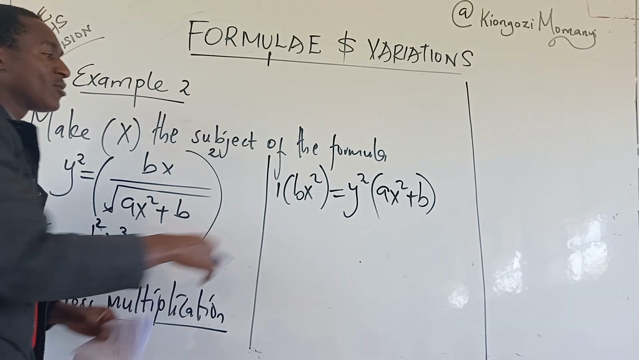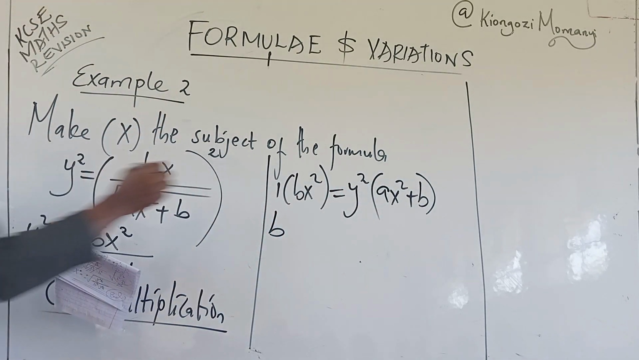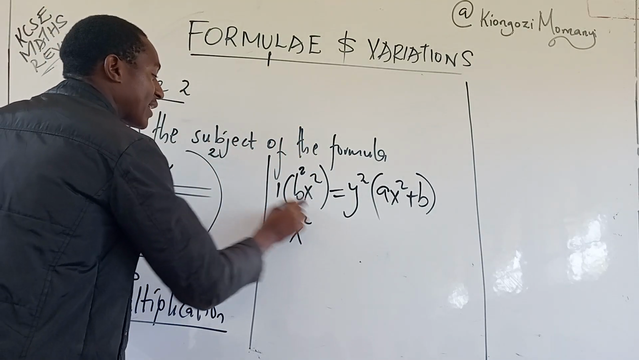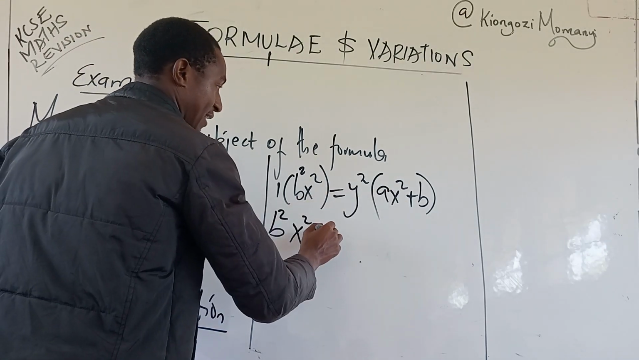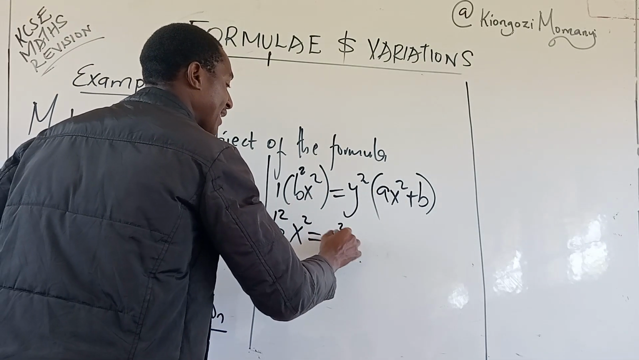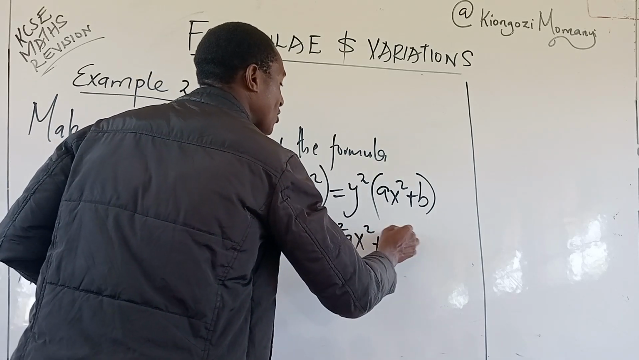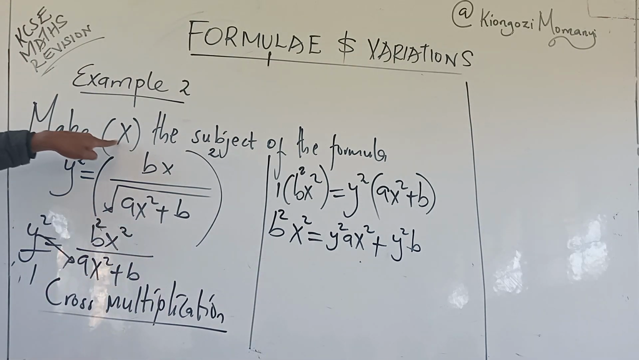Now, next part is you open the bracket. So we have b squared, this one is b squared, should I remember that? B squared x squared times 1, just like that, is equals to, open the brackets, y squared ax squared plus y squared b. So at that point, you are looking for x.